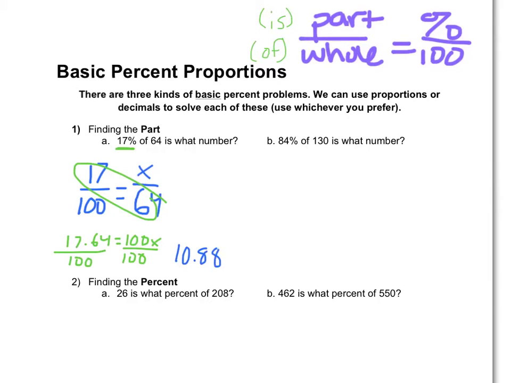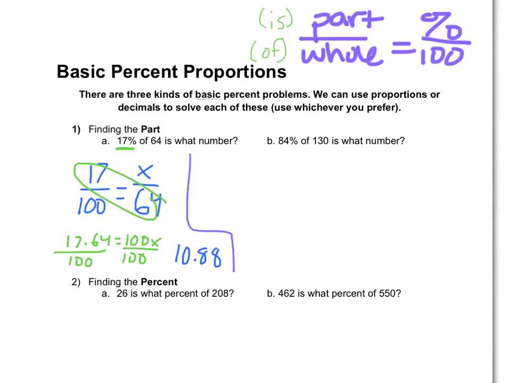It's always important to check to see if this makes sense. 17 is pretty close to a fifth of 100, so I want to know if 10.88 is pretty close to a fifth of 64. And it is. If I had gotten something like 108.8, or even something like 1.088, I would know immediately that I might have typed something in wrong, like maybe I typed in 10 instead of 100, so always ask yourself if your answer makes sense.